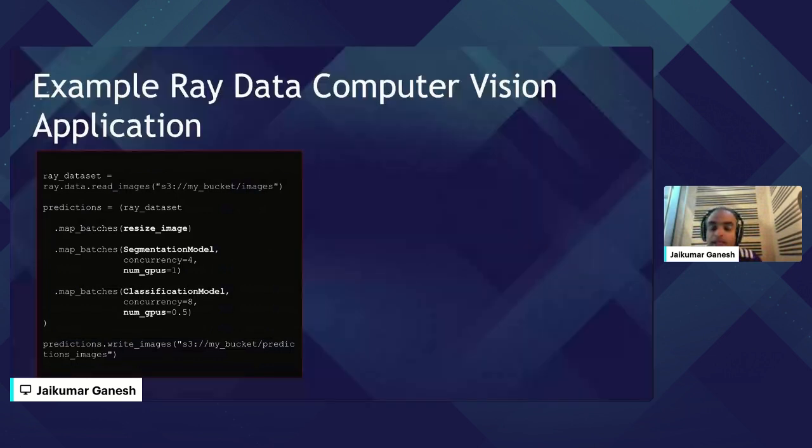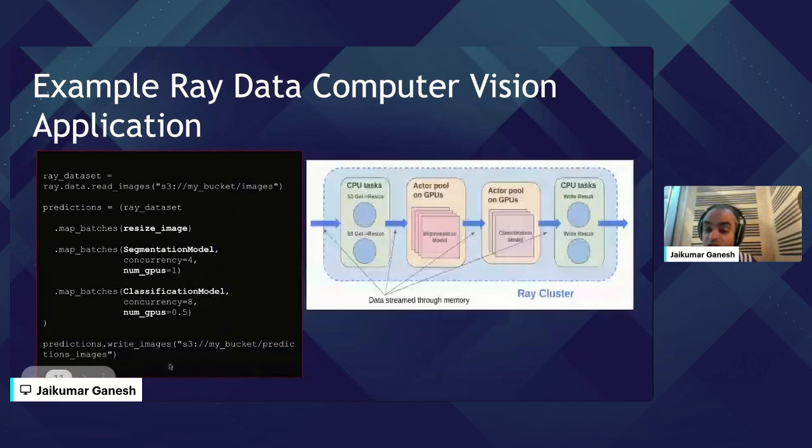So let's take a look at an example computer vision application. Here you're reading images from an S3 bucket. Then you have map batches running across multiple machines for resizing the images. We have two models, a segmentation model and a classification model, each with a different set of GPUs and a different set of concurrencies. Then you write images.